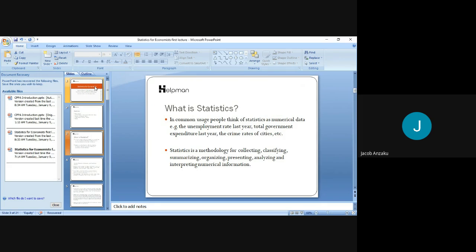All right. So, what is statistics? Now, in common usage, people think of statistics as numerical data. Every time you hear of statistics, what comes to your mind?